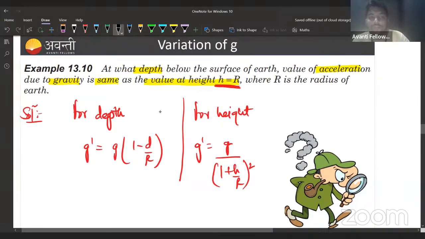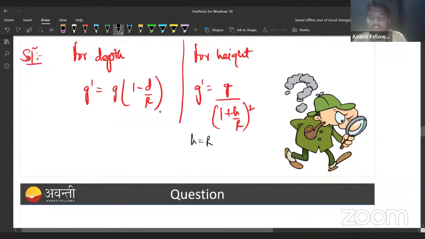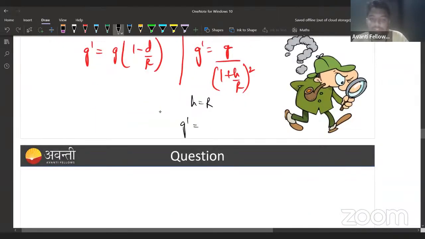Now according to the question, the value of height is given as r. So let's substitute this value. g dash is equal to g upon, this will become 4. I'll substitute r here, r gets cancelled out, 1 plus 1 becomes 2, and 2 square is 4. So g dash equals g by 4. Now these two values will be the same. Now we have to find the depth at which g dash equals g by 4.